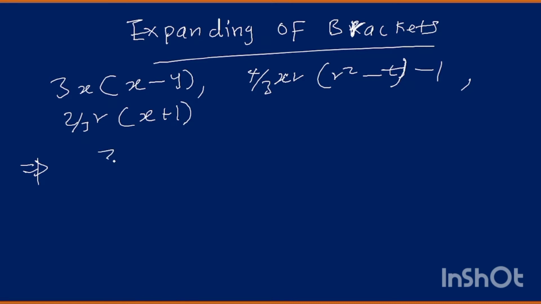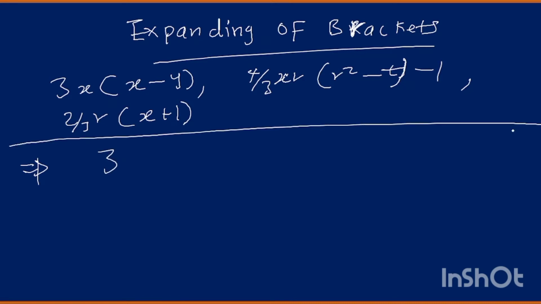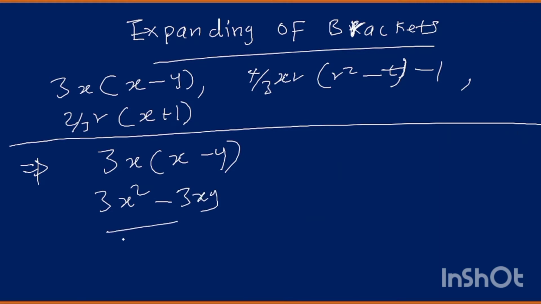The first one is 3x into (x − y). This is actually following the distributive rule of algebraic expressions. So 3x multiplied by x will give me 3x². 3x multiplied by −y will give me −3xy, and that is the answer. You can see the bracket is off.